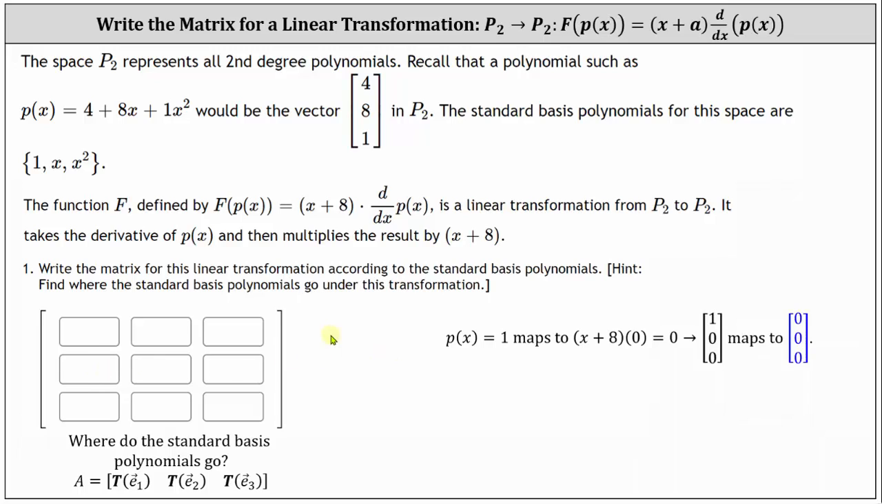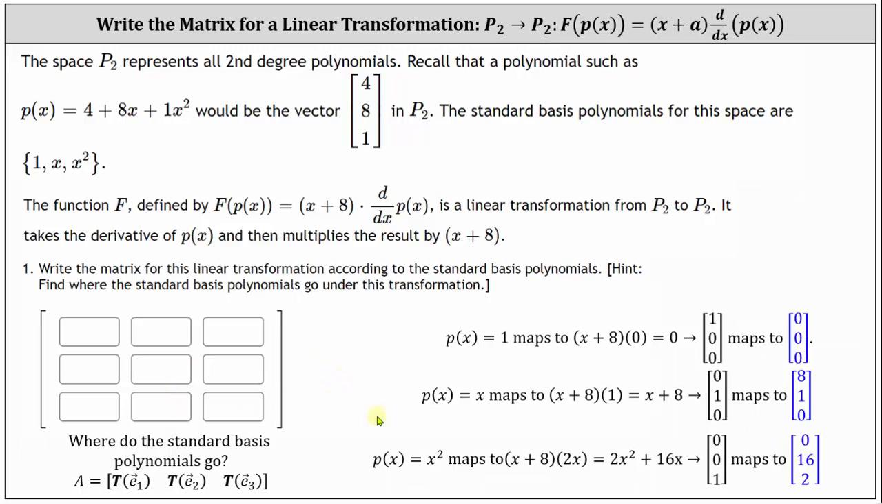Next, we set p of x equal to x, the next polynomial in the standard basis for P2. And then again, we calculate the quantity x plus 8 times the derivative of x. The derivative of x is equal to 1. The quantity x plus 8 times 1 is x plus 8. So x maps to the quantity x plus 8 under this transformation. The vector for x is the vector 0, 1, 0. The vector for x plus 8, or 8 plus x, is the vector 8, 1, 0. So now we know e2 maps to the vector 8, 1, 0, which is the second column of the transformation matrix.